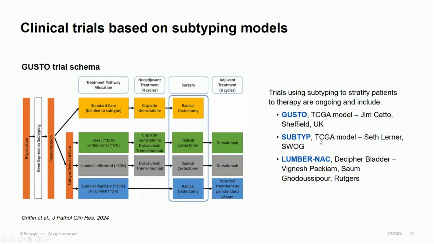There's also this SubType trial led by Seth Lerner. This isn't launched yet. Gusto is running currently, but this one is still in the works. Very similar study design. And then there's Lumbernack, which is a trial we're proposing. Viggs and Som at Rutgers are putting this one together, where they're going to basically stratify luminal tumors to chemotherapy or to surgery directly using the Decipher Bladder assay.